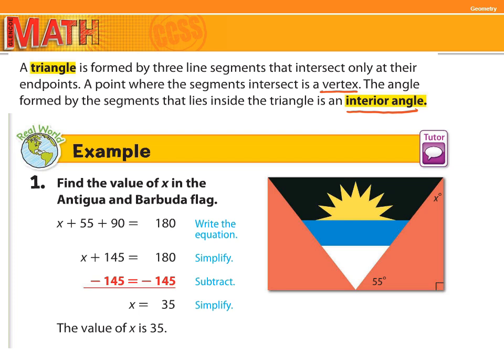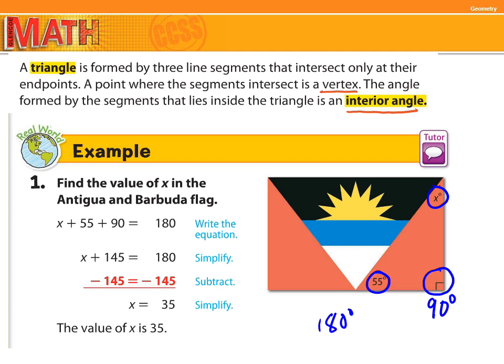So our first example says to find the value of x in the Antigua and Barbuda flag. We have x. We have 55 degrees given in that angle, and this angle over here, if you recall, anytime you have a right angle, that is going to be 90 degrees. And as mentioned before, all 3 angles have to add up to 180 degrees.